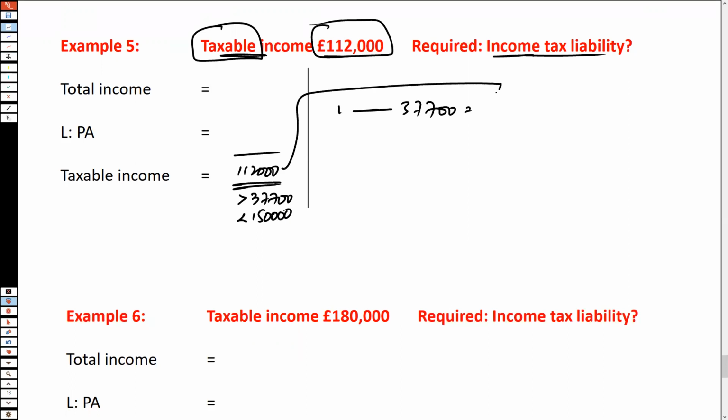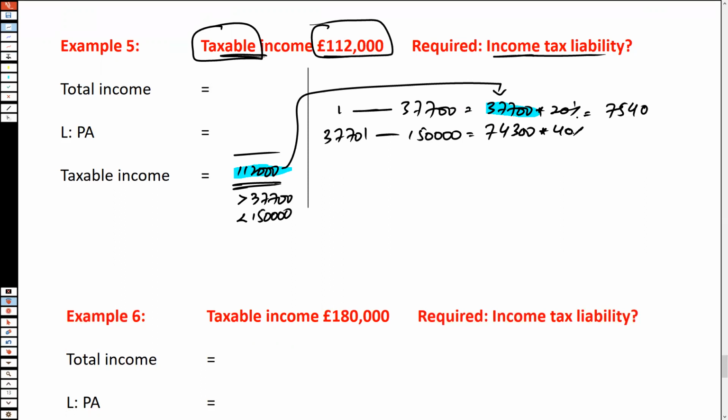From this taxable income of 112,000, to the extent of 37,700, the tax rate is applied at 20%, and 7,540 is calculated. Then from 37,701 to the extent of the second band limit of 150,000, how much amount is left? You can take the difference of these two values. From 112,000, we have deducted the 37,700 that we have taxed. The difference is 74,300. This amount is subject to tax at 40%, and 29,720 is calculated.